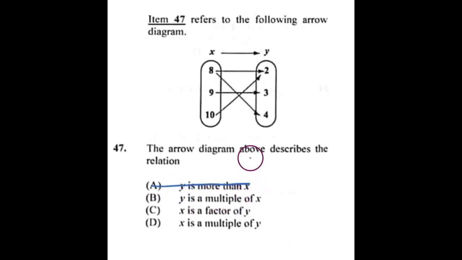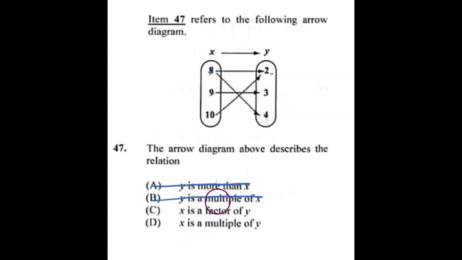Y is a multiple of x, right? 2 is a multiple of 8. That's not true, actually. 2 is a factor of 8, right? But let me see again. 4 is a factor of 8, yes. 3 is a factor of 9, and 2 is a factor of 10.